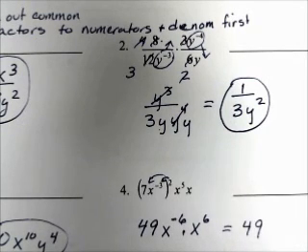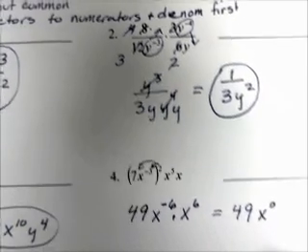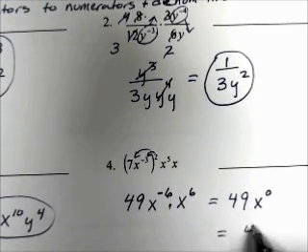So this leaves us with 49, x to the negative 6 times x to the 6. Remember, you're adding the exponents. That's going to be x to the 0. And x to the 0, remember, is 1. So this is simply equal to 49.